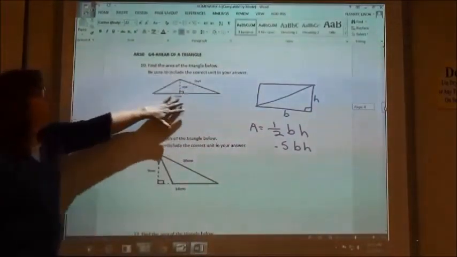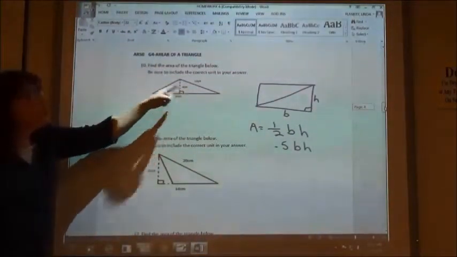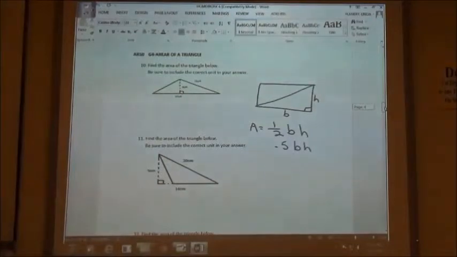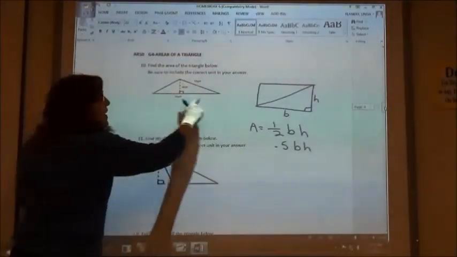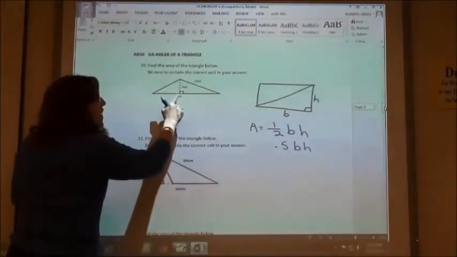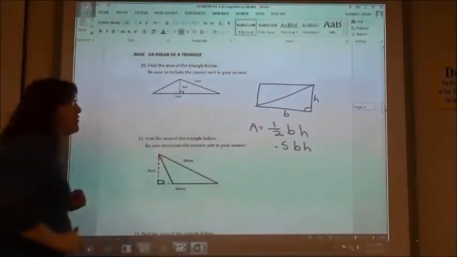So when I have a triangle, I always want to look to see where they have that little right angle marked, because that's going to tell me where the base and the height is. This one's pretty easy to see. The base, the bottom, is 15. The height, how tall it is, 4.